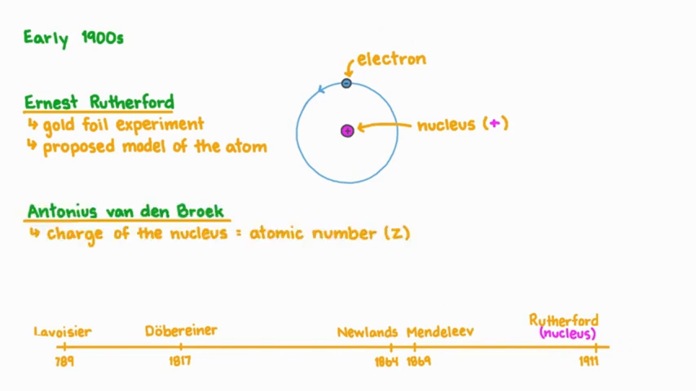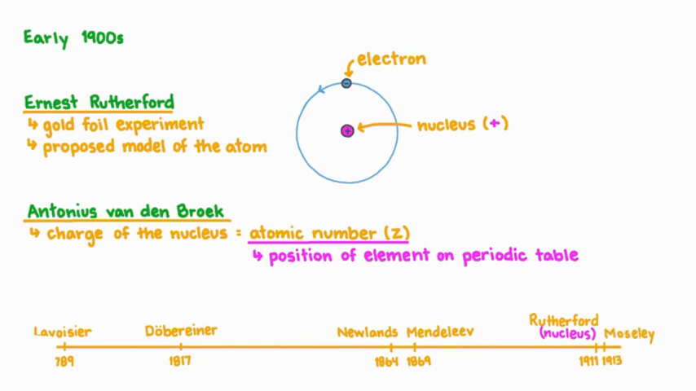Shortly after Ernest Rutherford's proposal, Dutch physicist Antonius van den Broek suggested that the charge of the nucleus was exactly equal to an element's atomic number. The atomic number was the position number of the element on the periodic table, where the first element listed had an atomic number of 1, the second element had an atomic number of 2, and so on. Van den Broek's theory would be proven true in 1913 by a young British physicist named Henry Moseley.